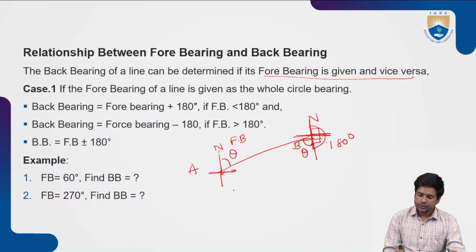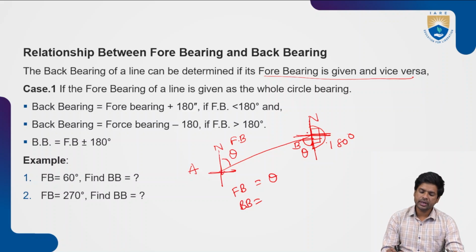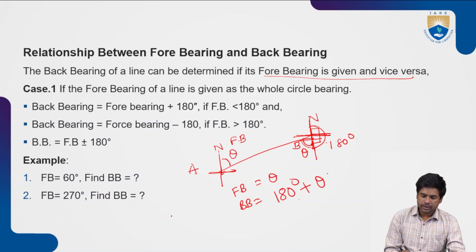So now if you know the fore bearing as theta, and you sight station A from station B, the back bearing can be written as 180 plus this theta. Till here we are going to call it the back bearing. So now we can write that 180 degrees plus theta will give you the back bearing of line AB. So now we can write from the relation.